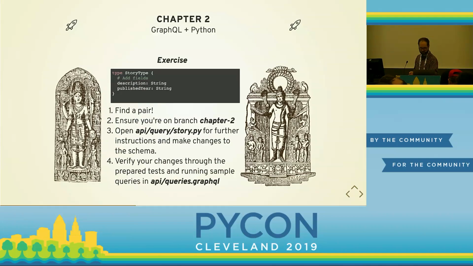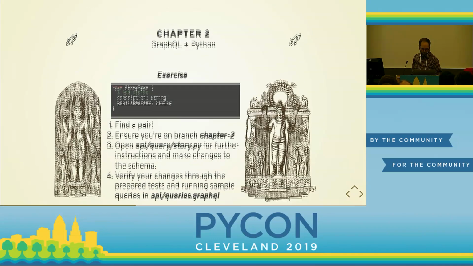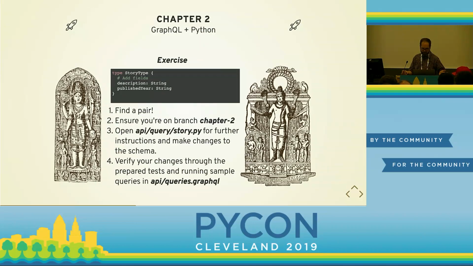So if there was a default implementation, you don't ever resolve for a given field? If you just have story type and then you just put pass, does it have default resolvers for all the fields? Yeah, if the attribute on the object is the same as the field name, then it'll just do a default resolver. Cool.